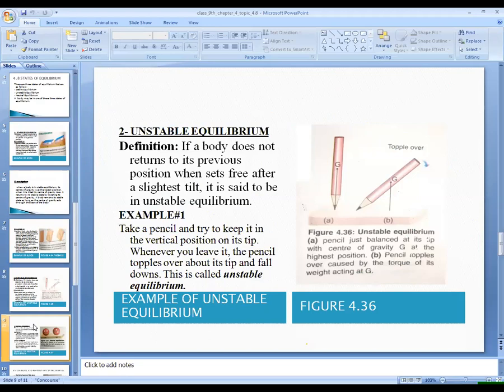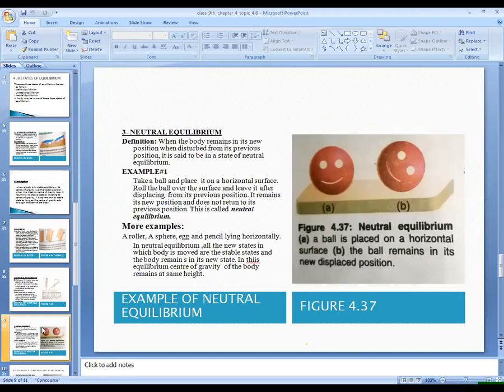Now I am talking about another example, the third type of equilibrium, which is called a neutral equilibrium. When the body remains in its new position, when disturbed from its previous position, it is said to be in a state of neutral equilibrium. What is going to be happening here? So this is the third type of equilibrium.